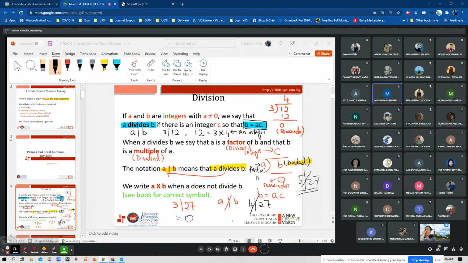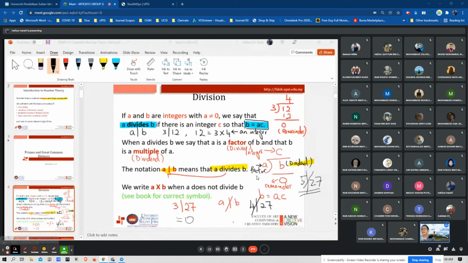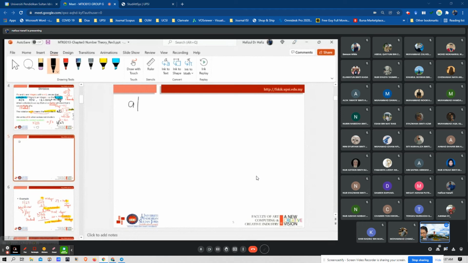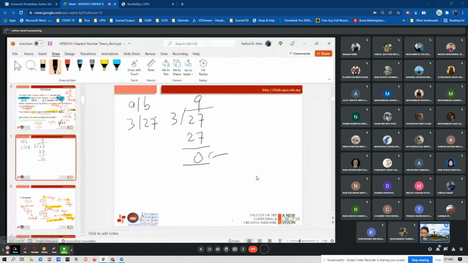3 divides 27 means that it can be divided, with A divided by B leaving a remainder of 0. For example, 3 divided by 27, put like this, the remainder is 0.